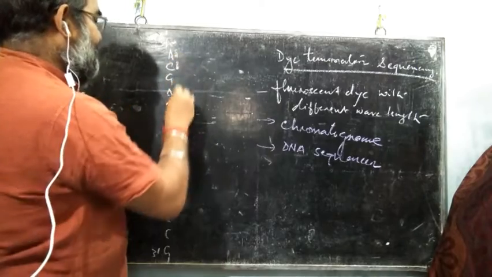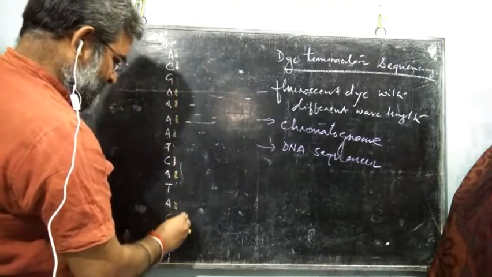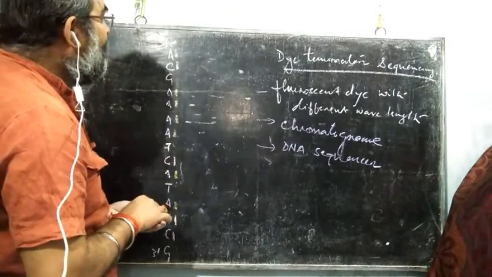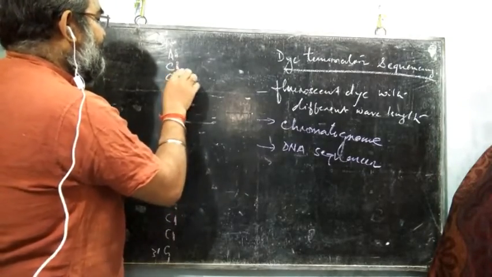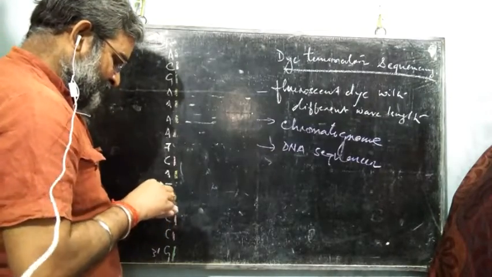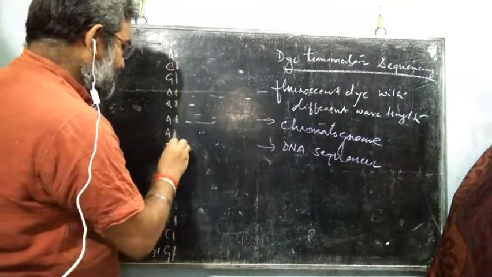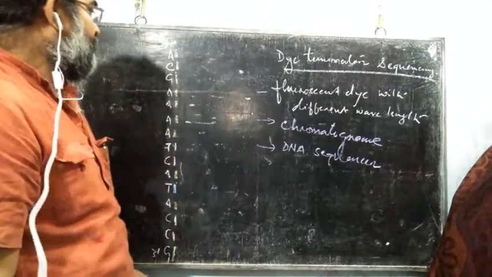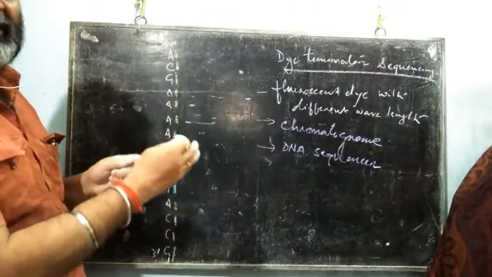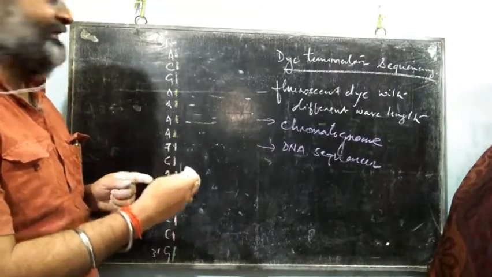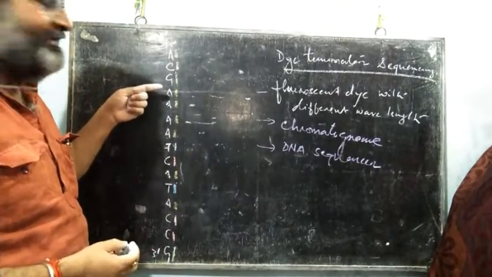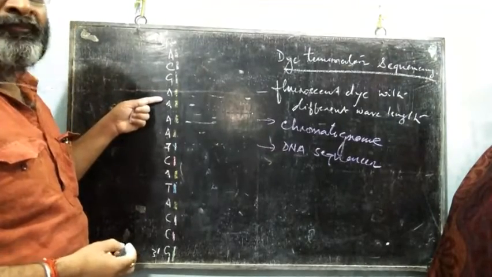C has red, G green, and T blue. If we do DNA sequencing, it represents the different wavelengths, and each wavelength emits light with a different intensity, because the magnitude of the intensity of the light is increased by the number.